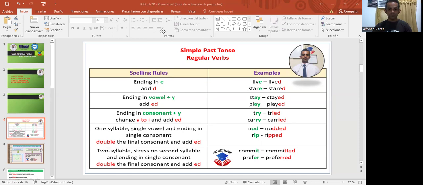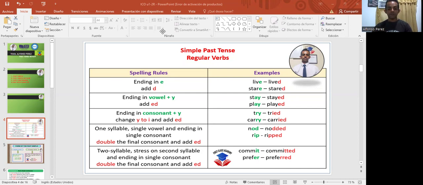And for consonant plus y, change y to i and add ed. So we change y to i and we say carried. One syllable, single vowel, and ending with a single consonant: double the final consonant and add ed. So you have nod, double d because the vowel is between two consonants, and add ed. So it sounds nodded. Rip, vowel between two consonants, double the last consonant, and it is ripped.